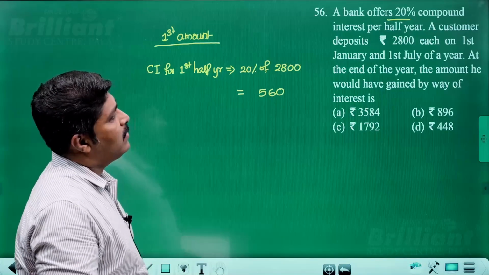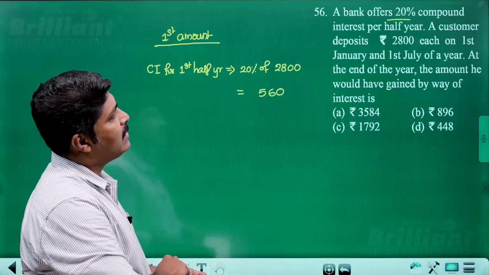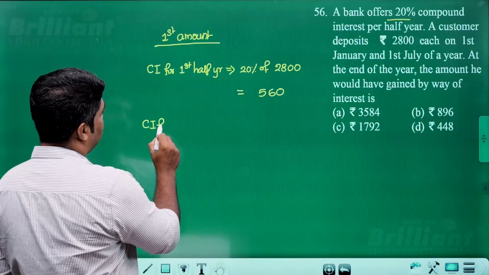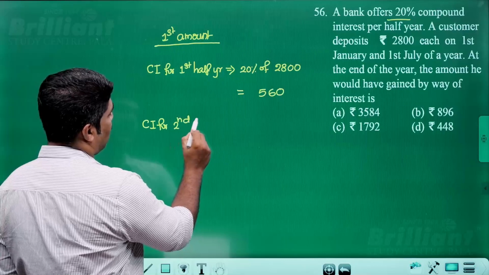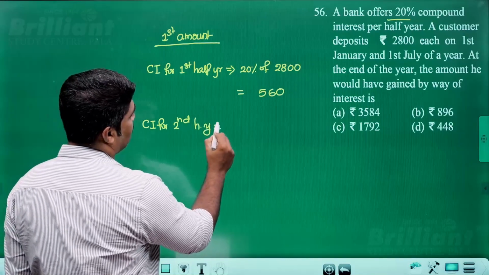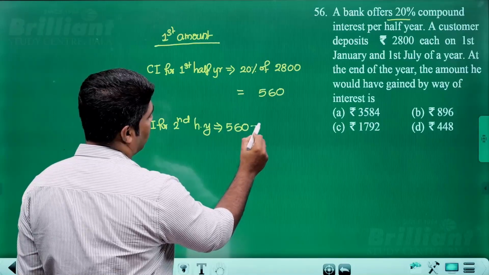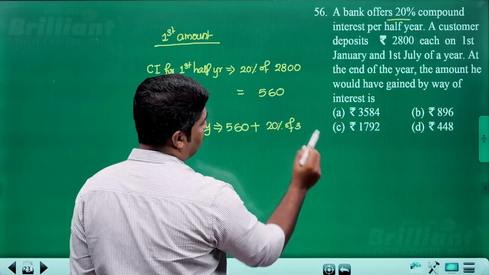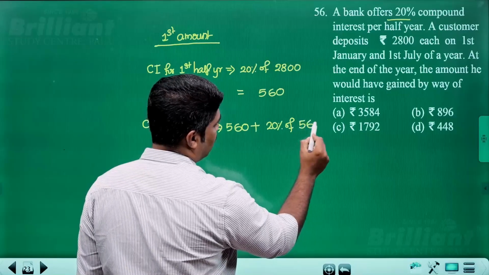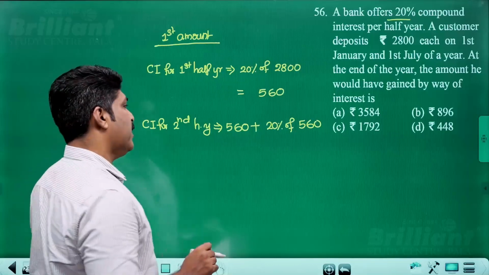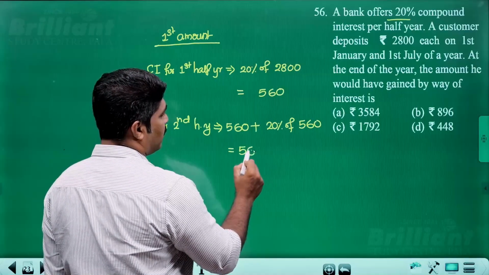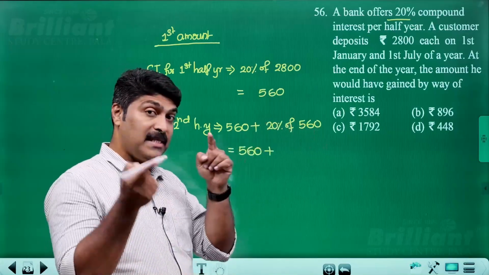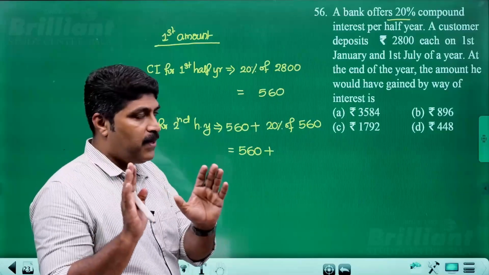And the second one, so there we have to consider the second half year. What will be the value? So that is compound interest for the second half year. That is quite simple: this 560 plus 20% of 560. Clear? So that's the logic here. So that is equal to 560 plus, what is 20% of 560? So that's a very important understanding.